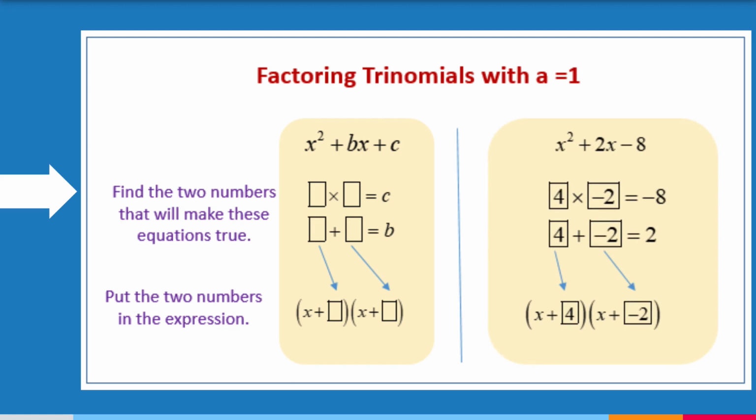Your b value is 2, so we're looking for two numbers that add to 2, and your c value is negative 8, so you're looking for two numbers that multiply to negative 8. Two numbers that multiply to negative 8 and add to 2 are positive 4 and negative 2. So the factored form of x squared plus 2x minus 8 is x plus 4 times x minus 2. And if I were to redistribute, multiplying the x by the negative 2, the 4 by the x, and the 4 by the negative 2, I'd get back to that x squared plus 2x minus 8.